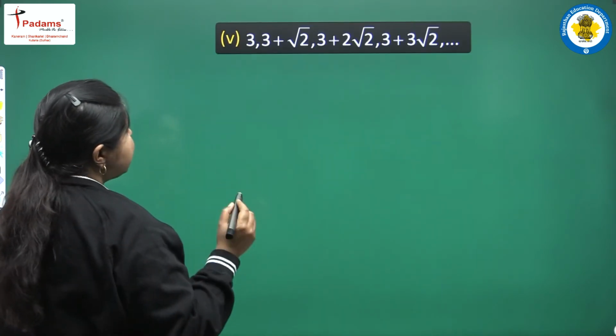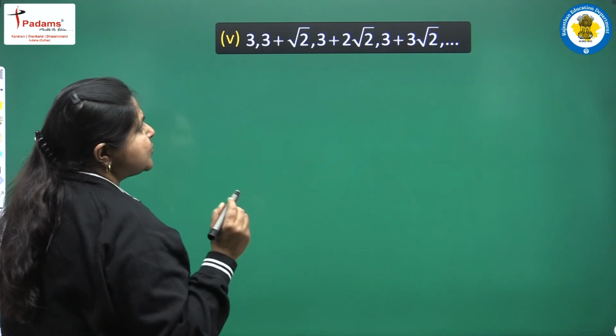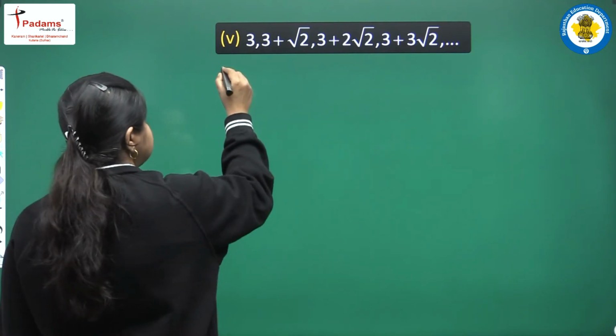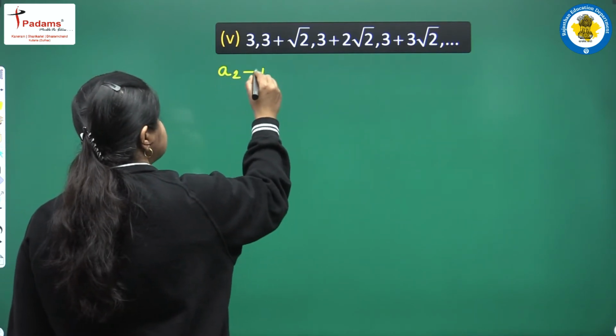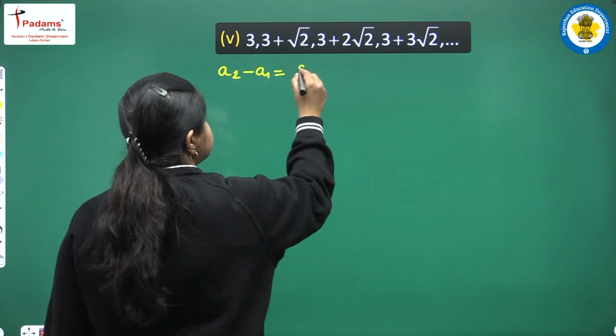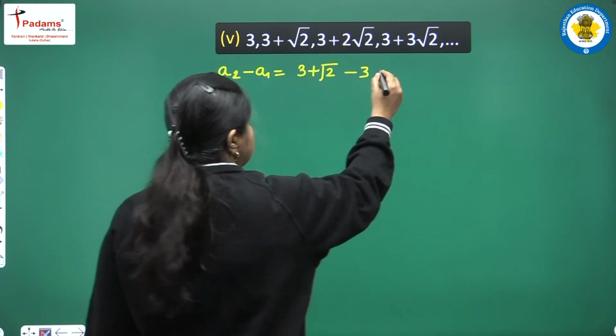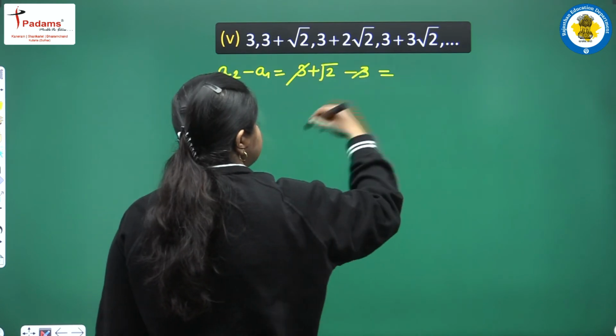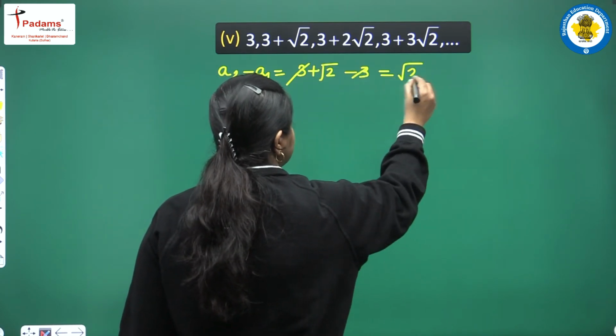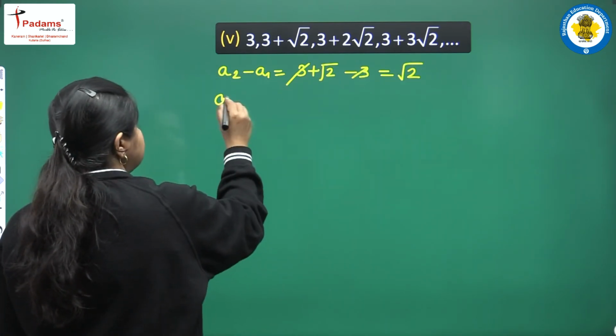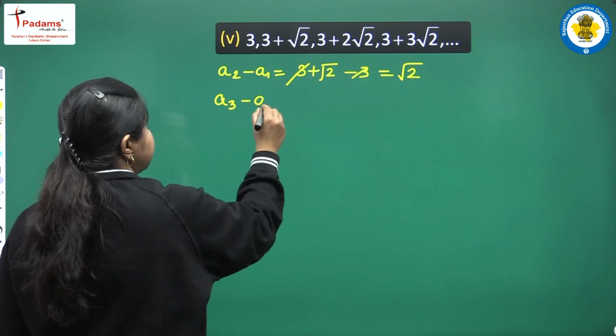Fifth part: 3 plus root 2, 3 plus 2 root 2, 3 plus 3 root 2. So let us first find the difference between the first two terms, A2 minus A1. It will be 3 plus root 2 minus 3. यहाँ पर आप देखेंगे ये minus 3 और 3 कैंसिल हो रहे हैं and we will be having only root 2. Then A3 minus A2.